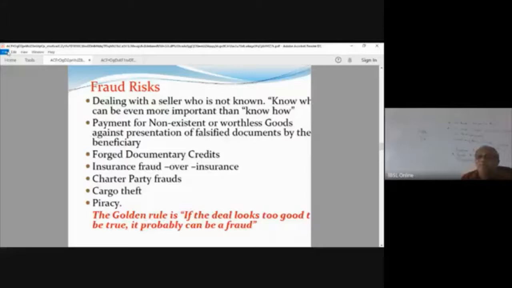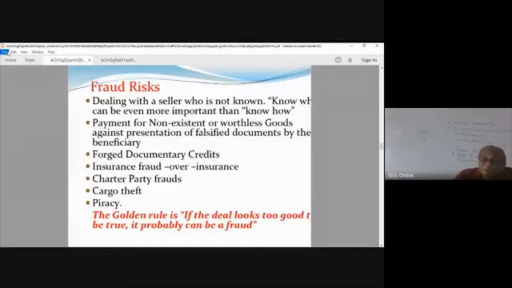The golden rule is, if the deal looks too good to be true, it probably can be a fraud. Right? When the deal looks too good to be true, it probably can be a fraud.